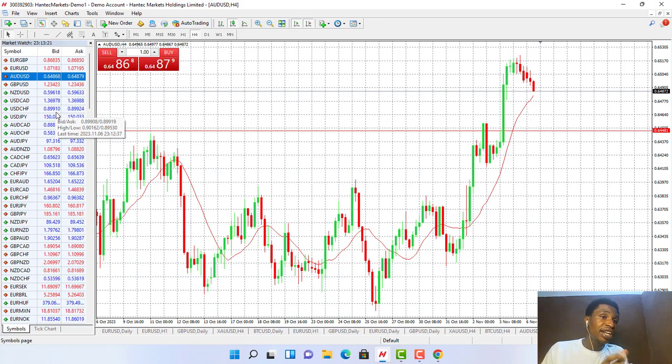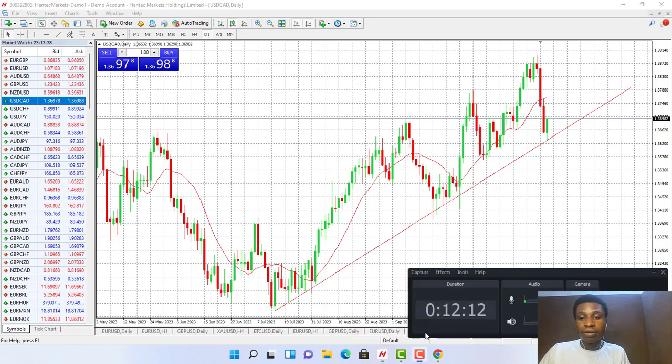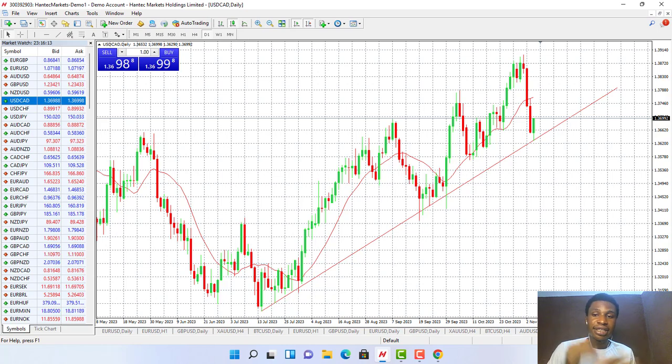So as a way of recap, we started by saying that the USD CAD, we brought it in, we used our trend line. We drew a trend line from the higher time frame, which is the D1, which is the daily time frame. So the USD CAD is for a buy. We established that it's for a buy until it breaks this trend line.